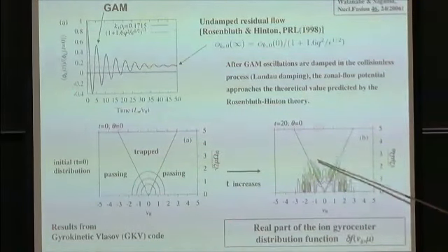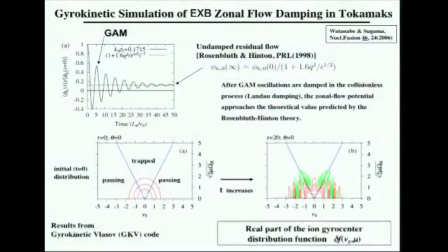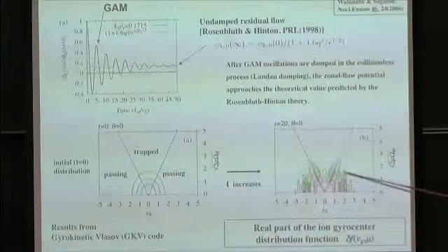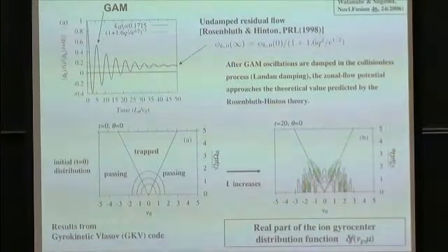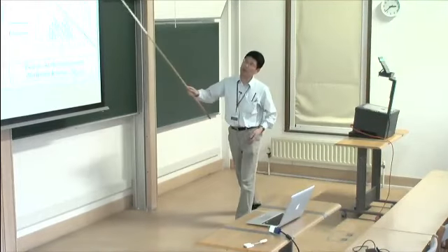And we can see this kind of coherent structure in the trapped particle region, which corresponds to the neoclassical banana orbit polarization shielding effect of the potential described by this. And this fine structure corresponds to the ballistic mode, and that is also related to the collisionless damping of GAM oscillation.